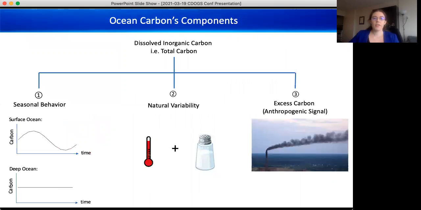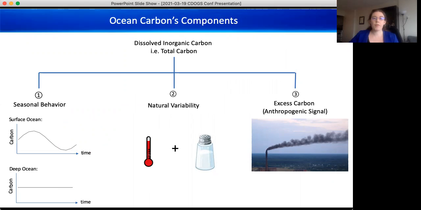When separating dissolved inorganic carbon into its components, or sources of variability, first we will look at its mean behavior. This will vary based on depth, with the surface having a distinctive yearly seasonal cycle, and in the deeper waters, the seasonal cycle's amplitude reduces so much it appears constant.